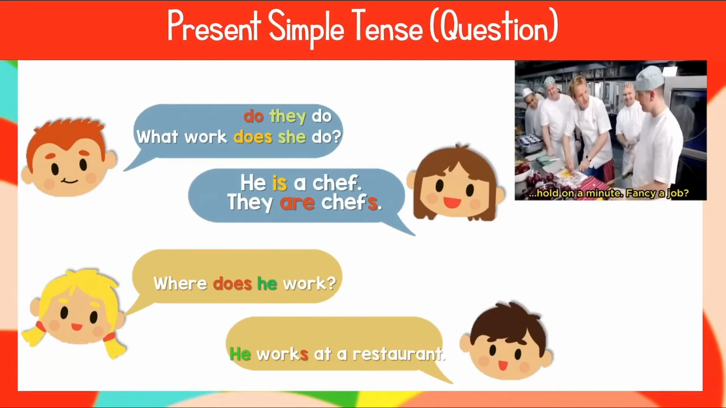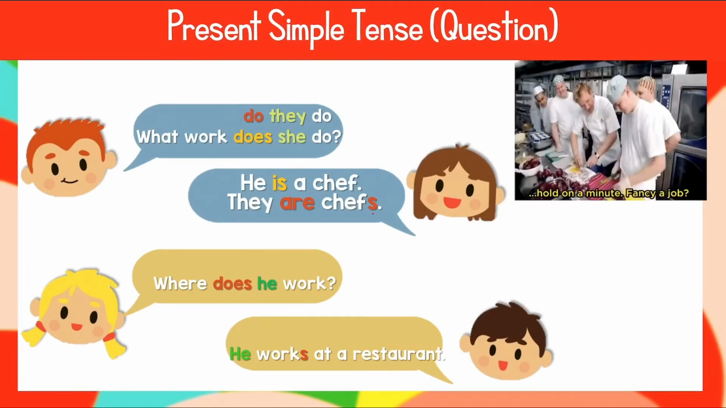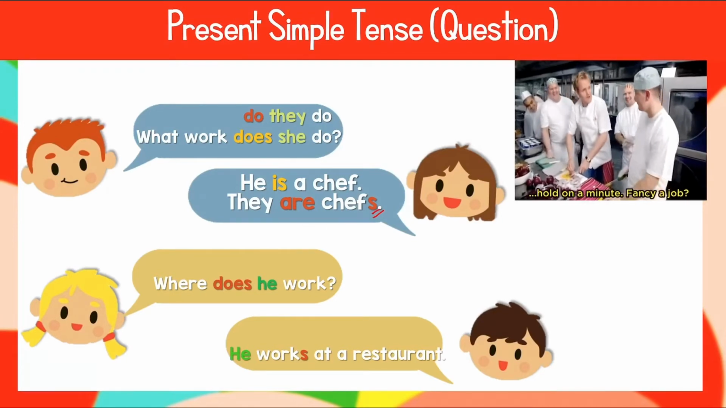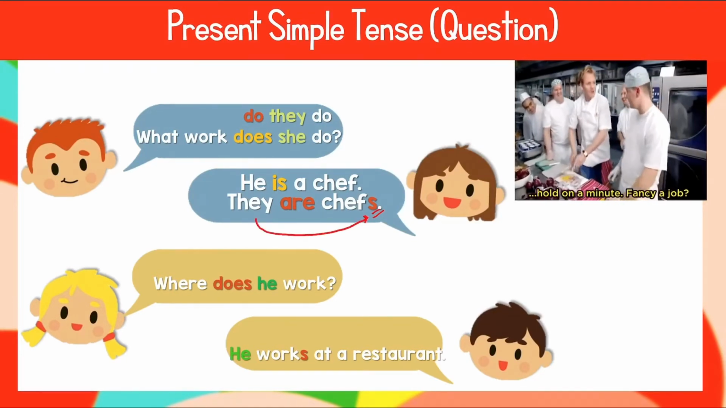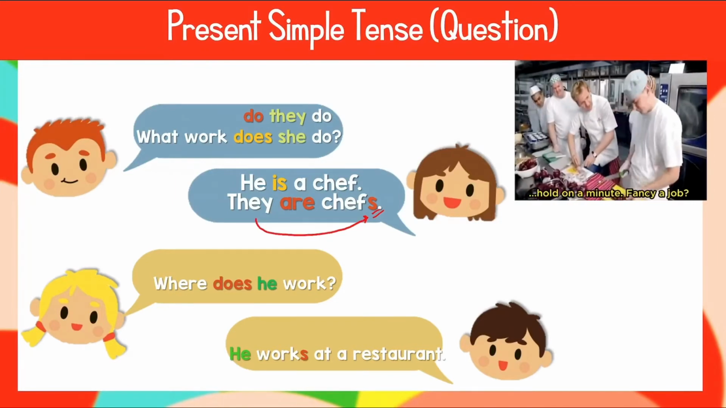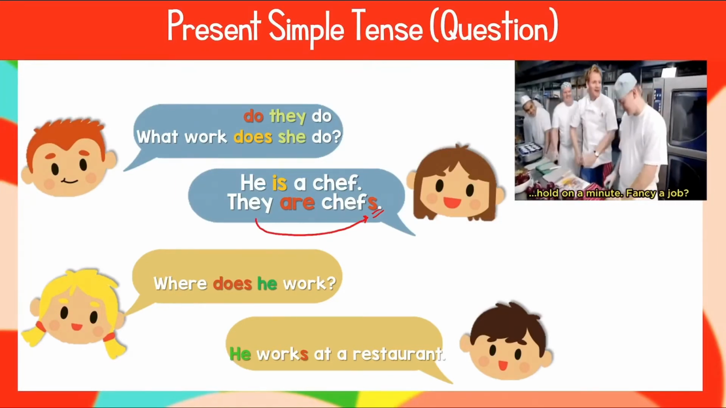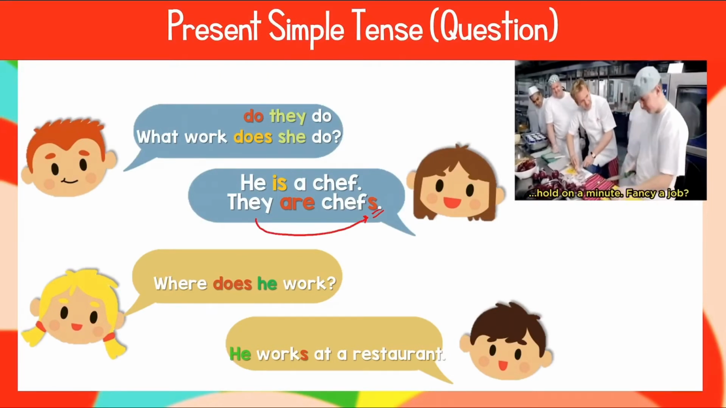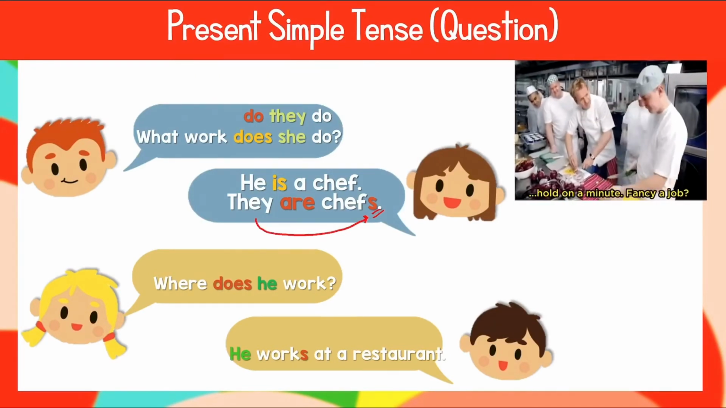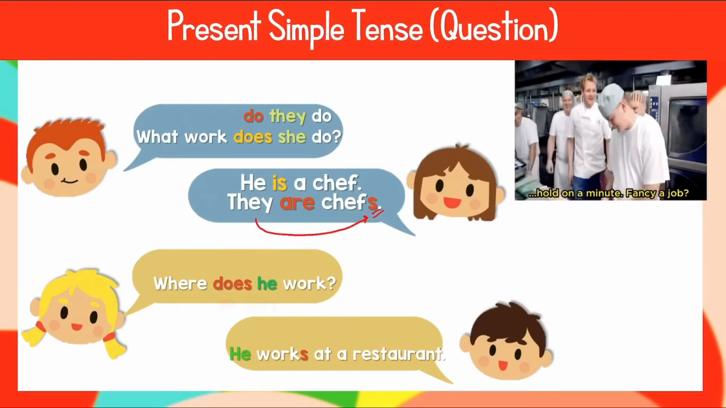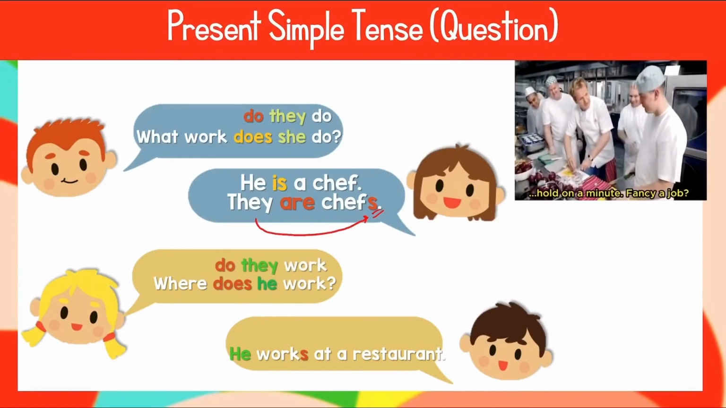If you see it closely, you see s at the end, because the subject they means more than one. Okay, they are ships. And next, where does they work or where do they work? We use where do they work.